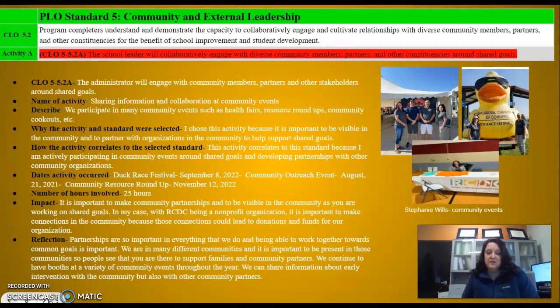We are in many different communities, and it's important to be present in those communities so people see that we are there, and we are there to support the families and community partners. We continue to have booths at a variety of community events throughout the year. We can share information about early intervention with the community, but we also are there to support other community partners. So it's just a great way to be out in the community, to show support, and to share our information about what we do with everyone in the community.